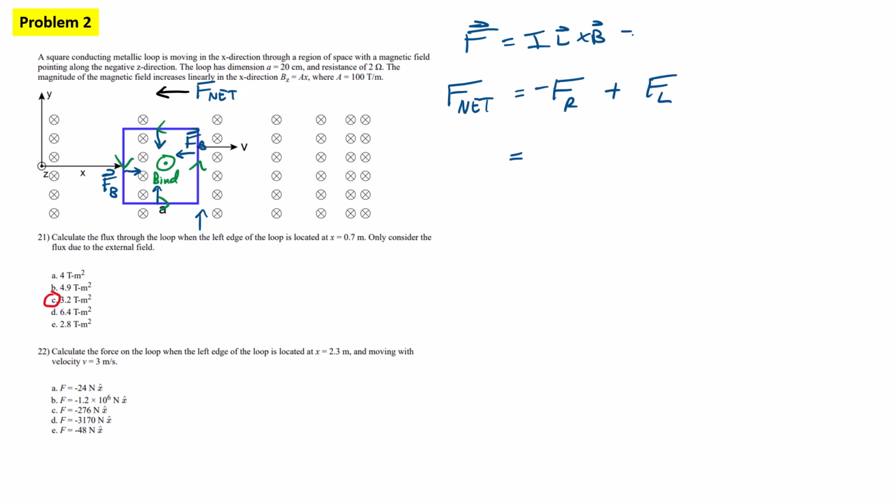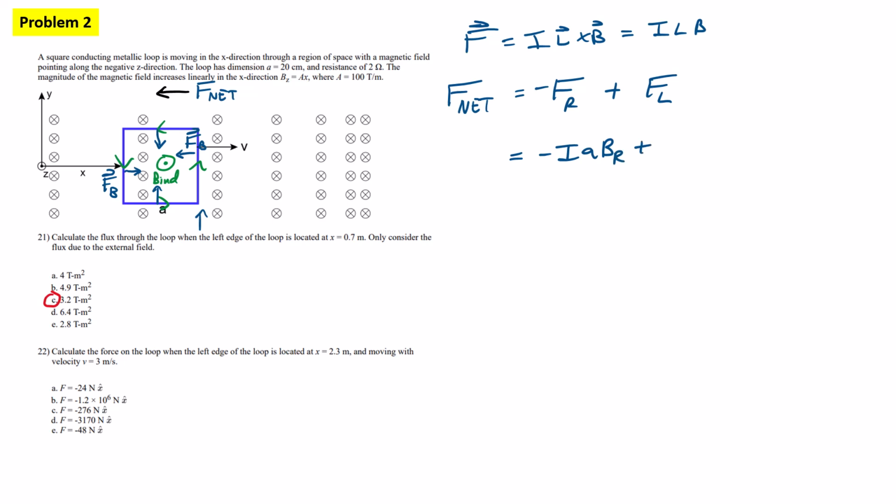So for each one of these, all I need to know is what the current is, what the length of that side is, and multiplied by the field at that position. So how would this look? For the right-hand side, we have minus. The current is going to be that induced current, which I'm going to need to calculate. The length of the side is actually a. And then the magnetic field here, I'm going to have to do the magnetic field here on the right-hand side.